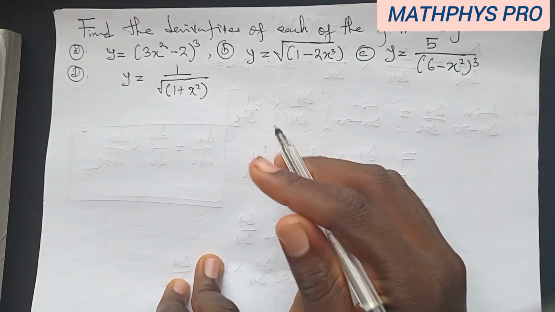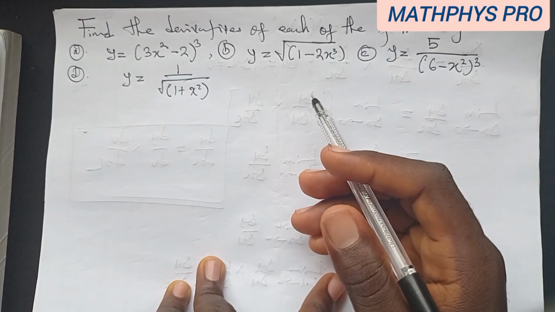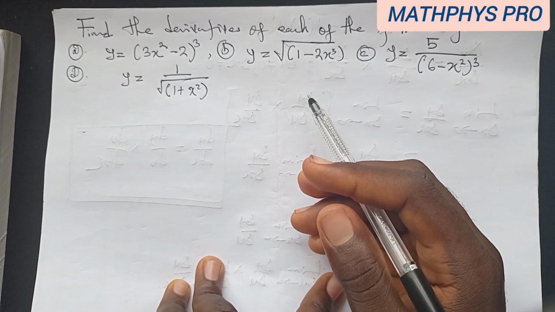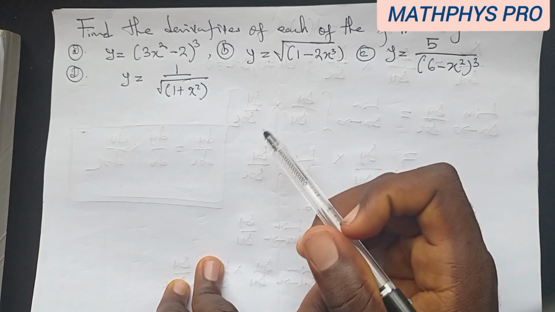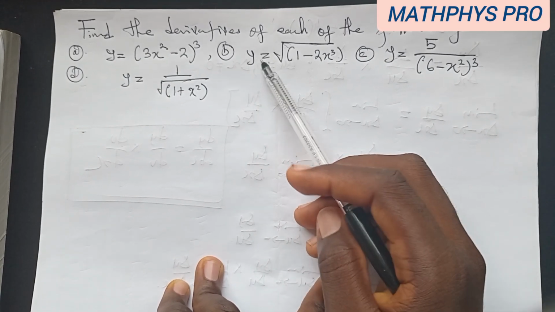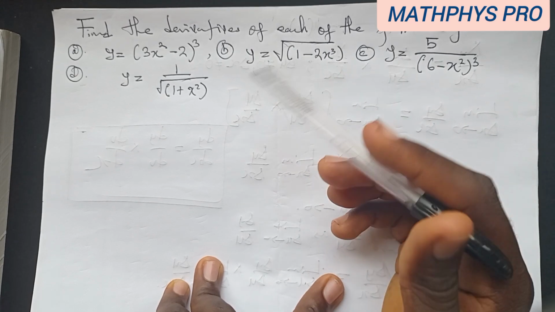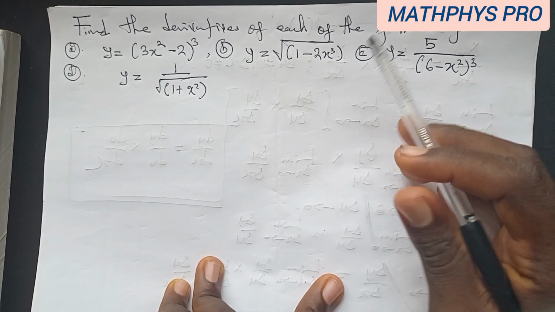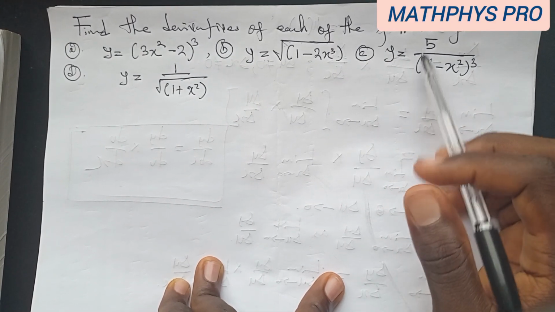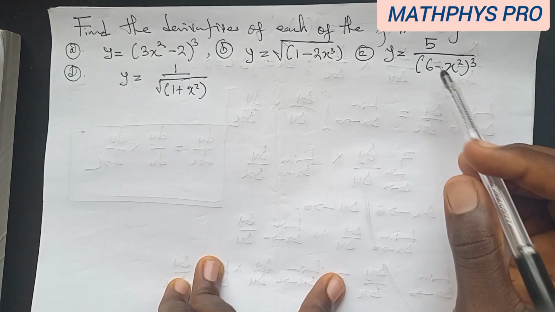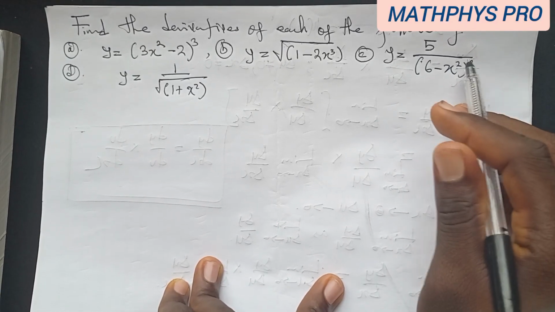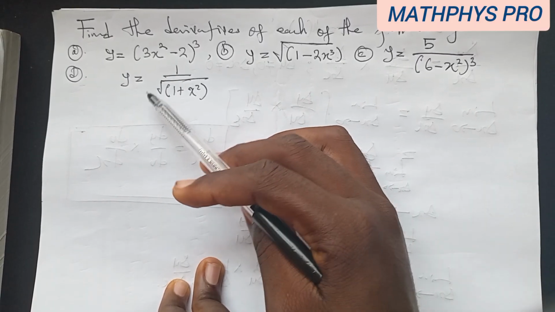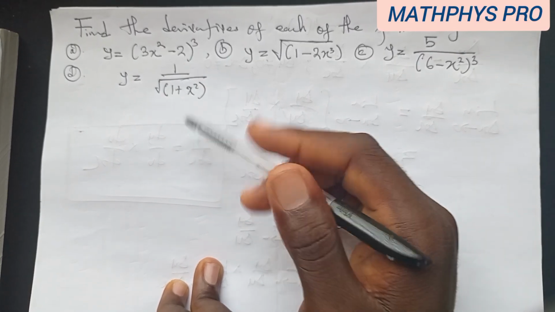So now the question says find the derivative of each of the following. The first question says that y is equal to (3x squared minus 2) raised to power 3. The second question says y is equal to the square root of (1 minus 2x cubed). The third question says that y is equal to 5 over (6 minus x squared) raised to power 3. The fourth question says y is equal to 1 over root of (1 plus root 2).